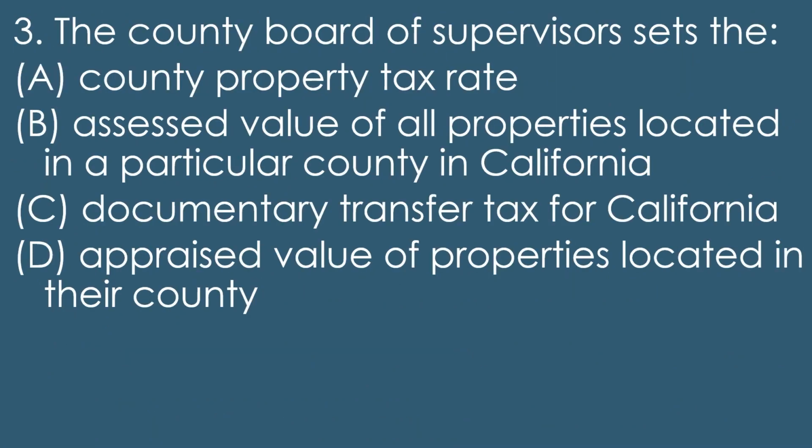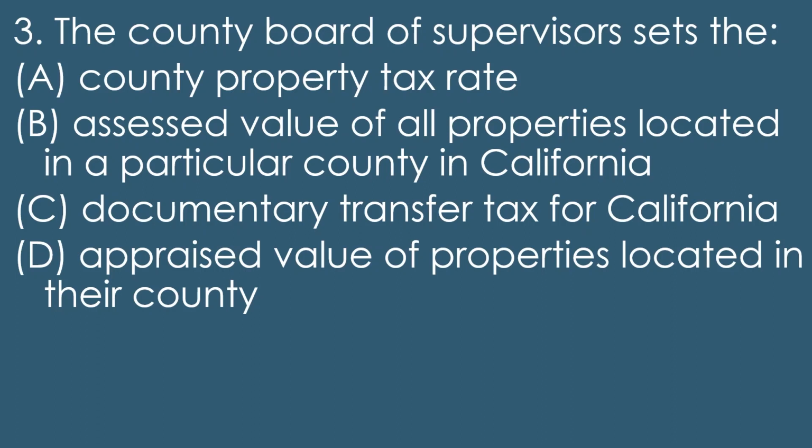3. The County Board of Supervisors sets the: A, county property tax rate; B, assessed value of all properties located in a particular county in California; C, documentary transfer tax for California; D, appraised value of properties located in their county. Well, we're looking at a county level. And what the Board of Supervisors, or a different entity comparable to the Board of Supervisors, does is set the property tax rate within their county. So knowing that, the best answer looks to be A, the county property tax rate.